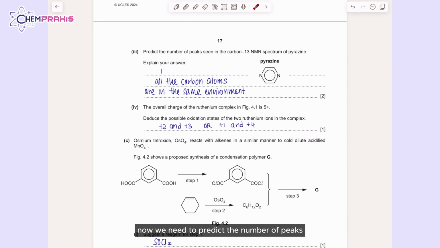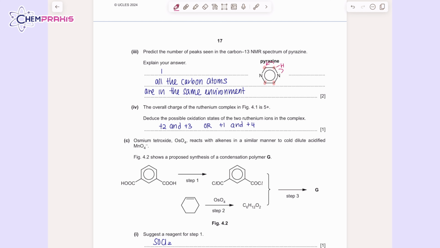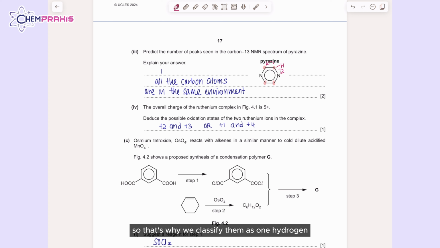Now we need to predict the number of peaks seen in the carbon-13 NMR spectrum of pyrazine. Explain your answer. So this is the pyrazine structure. I copy and paste. And then in order to find the carbon peaks, you need to find the carbon environment. For all of these carbons, basically they are in the same environment, because first of all, each of them is attached to one hydrogen atom. And the second thing, all of them have the same neighbors. So that's why we classify them as one carbon environment.